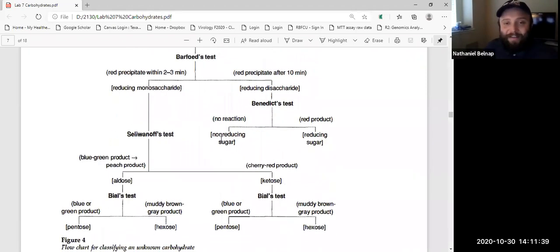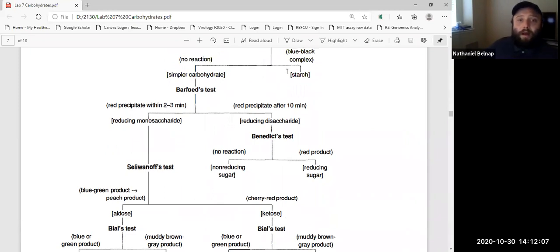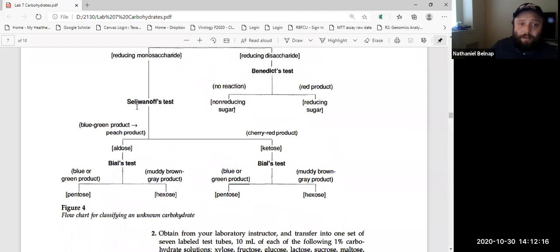So anyway, the precipitate comes after 10 minutes. So then we do the Benedict's test, and we see if it's a reducing or non-reducing sugar. And if it's red, it's a reducing sugar, and you stop there. Either way, the Benedict's test is a dead end test, right? After that, there's nothing else. But if there's no reaction and there's a precipitate after 2 to 3 minutes, it's a reducing monosaccharide. And we go to the Seliwanoff's test, and if it goes from a blue-green to a peach product, like Lauren pointed out, it's an aldose. And then from there you say, okay, is it pentose or hexose? Blue or green product, pentose, and Bial's test, muddy brown, gray product, hexose. And if it turns cherry red, it's a ketose.